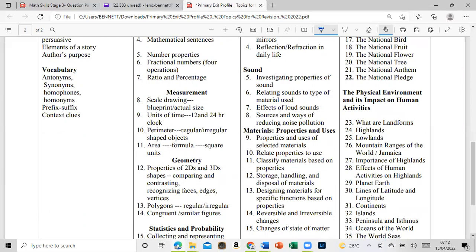Next, the physical environment and the impact of human activities. What are landforms, islands, lowlands, mountain ranges of the world and Jamaica. Importance of islands, effects of human activities on islands. And we must know about planet Earth, lines of latitude and longitude. And they must know the different types of continents, island, peninsula, and isthmus, oceans of the world, and the world seas.